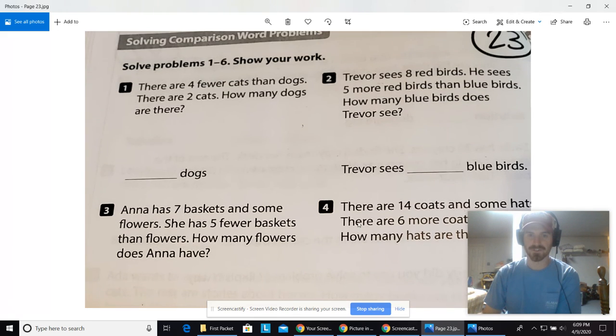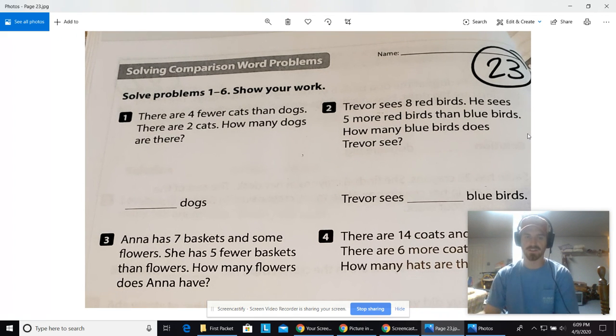Hey everybody. So I just wanted to make this video about the comparison word problems just because these can be tougher and a lot harder to understand and they're not the easiest to explain, but I'm going to do my best to help. So we're going to look at number 2 and I believe number 3 as well from page 23.